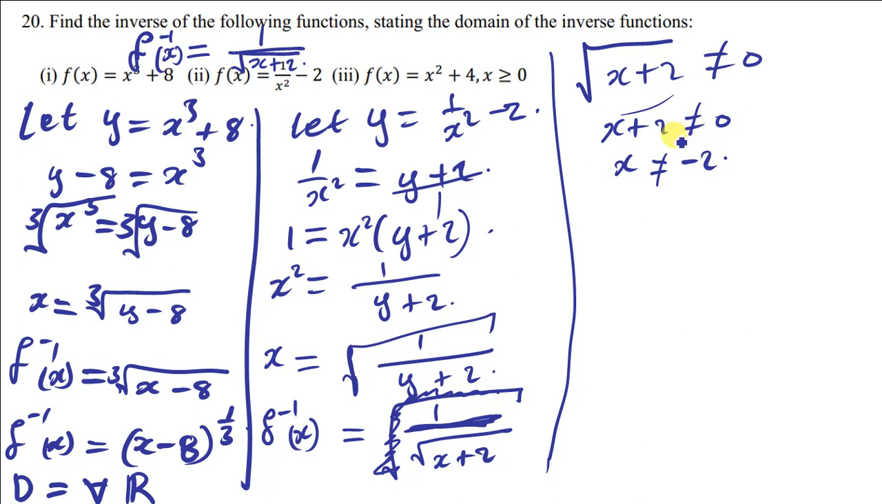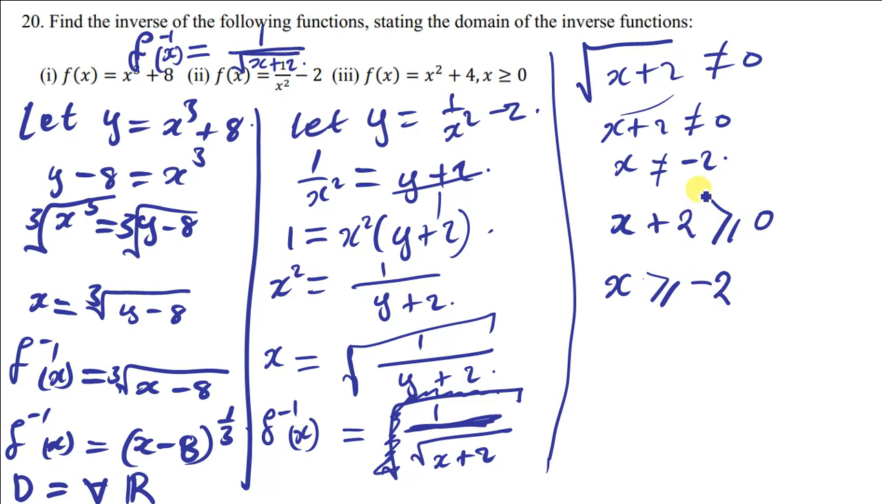And not only that, for the radical function, anything that is under the root should always be greater than or equal to 0. So x plus 2 should be greater than or equal to 0. When you take this to the other side of the equal sign, x should be greater than or equal to negative 2.